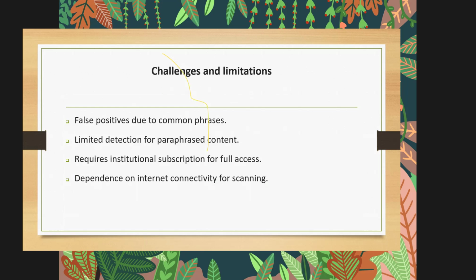Challenges. False positives due to common phrases. So if the phrases are so common, then it might give you a false positive. Limited detection for paraphrased content. So if the work is paraphrased, it may not pick and show you that it is plagiarized. Then it requires an institutional subscription for full access. So under the university, subscribe.